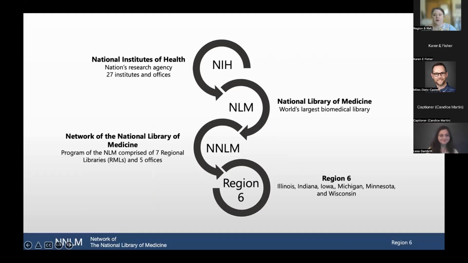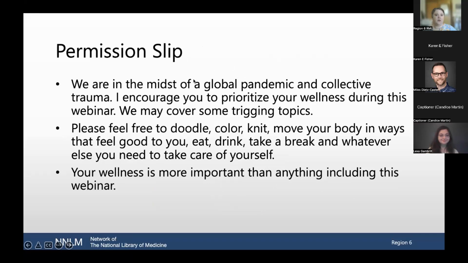Before we get started, a word about who we are. The network of the National Library of Medicine is the outreach arm of the National Library of Medicine, which is one of the 27 institutes and offices at the National Institutes of Health. Right now, you're probably most familiar with the Office of Allergy and Infectious Diseases, where Dr. Fauci is.